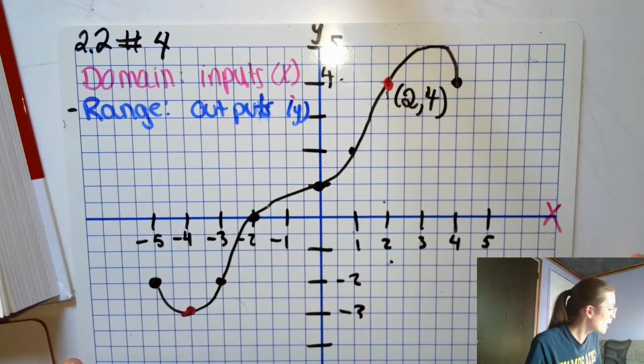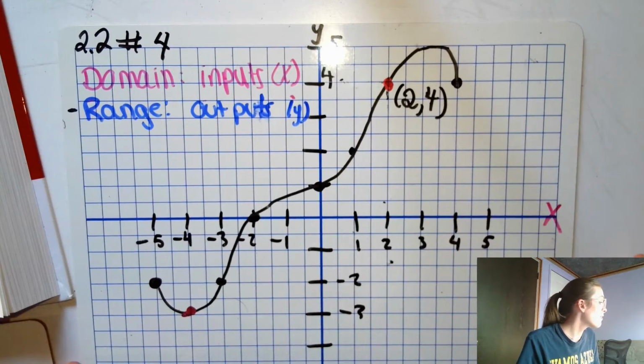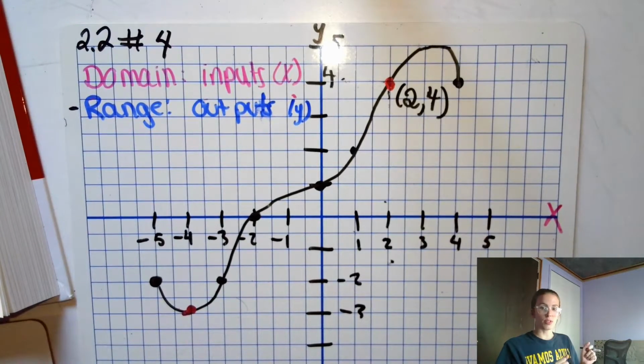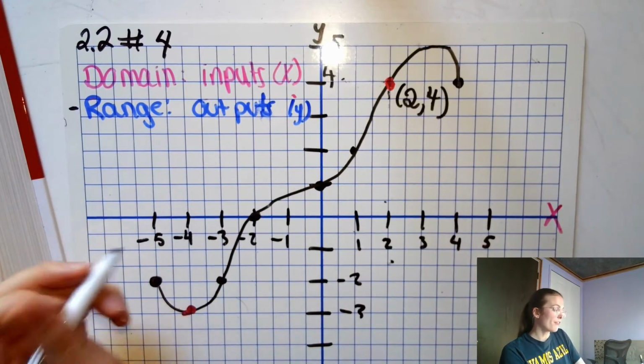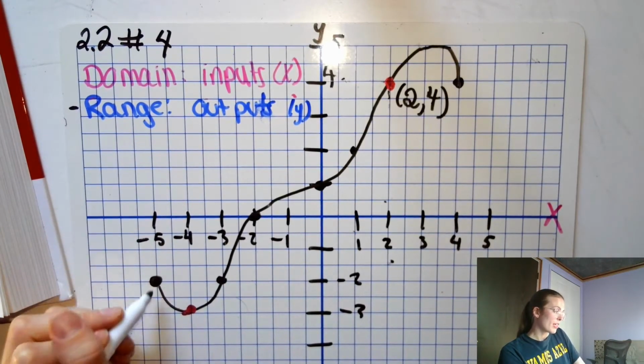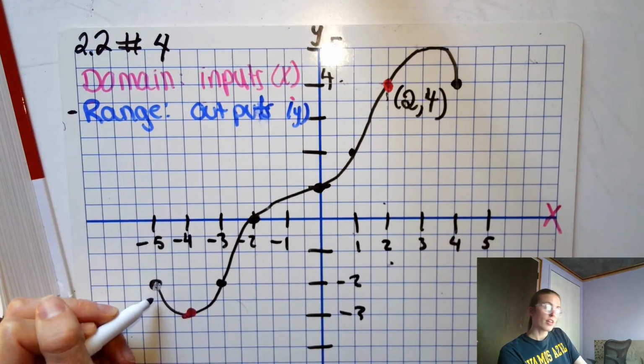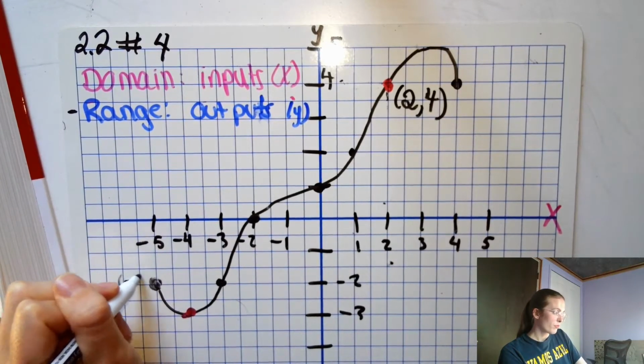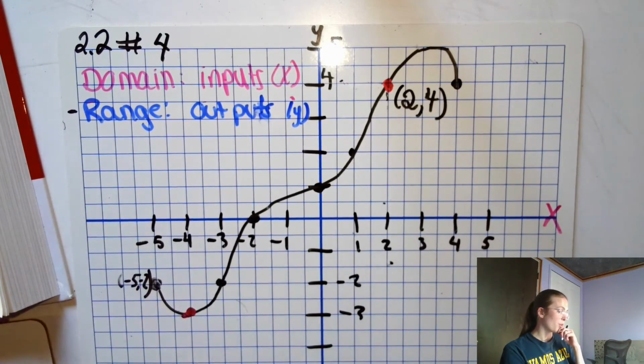Okay, so now part B asks for the domain of f. So the domain of f is all possible inputs for this function, so all possible x values. The smallest x value, where this function begins, is at -5. See here, it begins at x equals -5. At this point, it looks like (-5, -2). So x must be greater than or equal to -5.